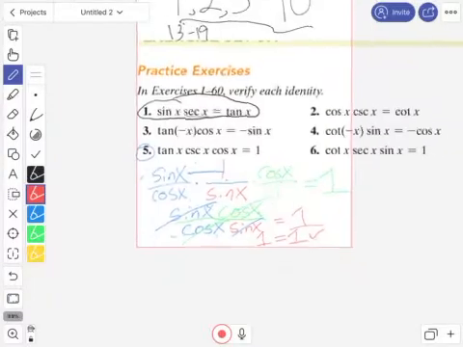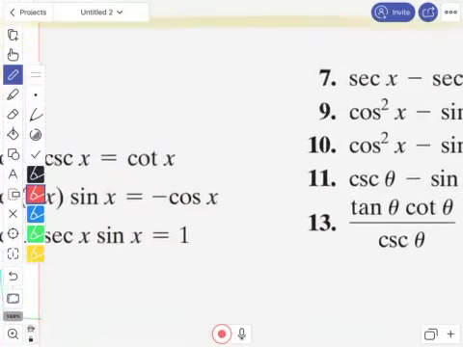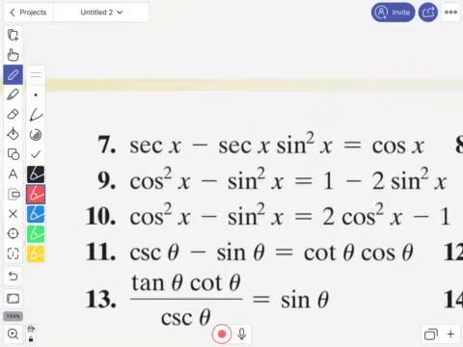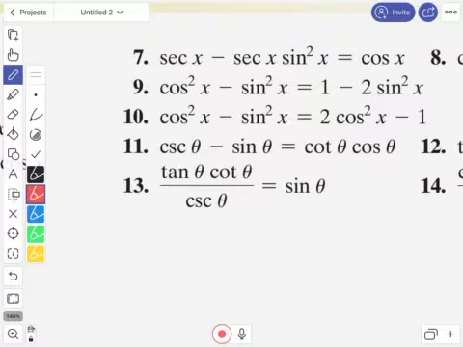Pretty simple. 6 is going to be similar to that. Let's hop on over to 7, which is claiming that secant of x minus secant of x times sine squared of x equals cosine of x. So this is 7. So what's common with these terms here? What do they both have in common on the left side? Hopefully you're saying secant of x.